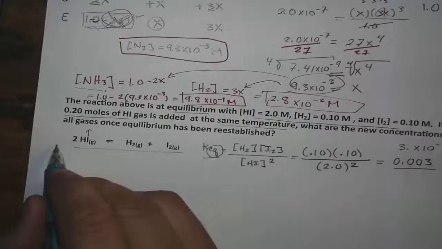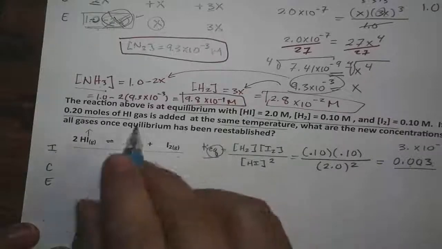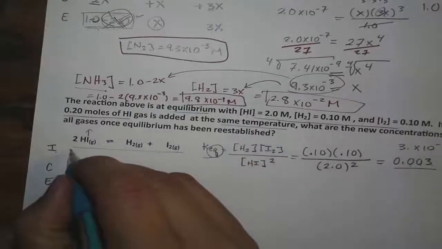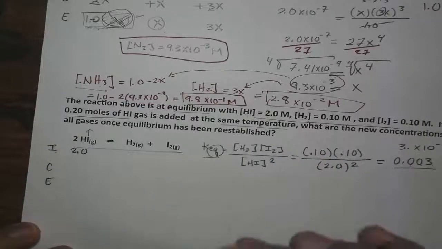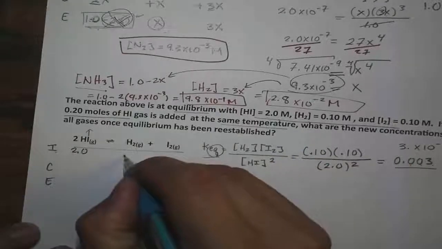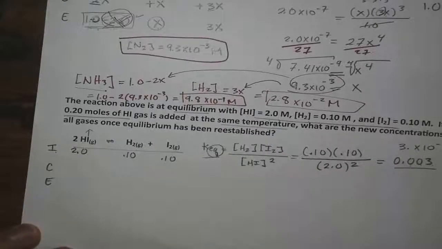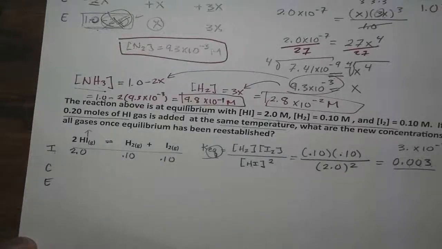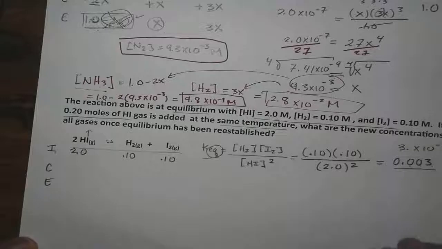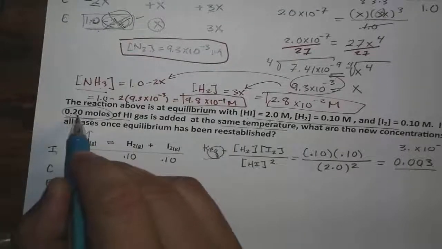Well, first of all, if we apply the ICE method right here, the ICE table, I is for initial. Initial, we now have a specific value, which is 2.0 M, okay? And for H2, we don't have 0, but we have a specific one, which in this case is 0.10. The same thing for I2 is 0.10 as well. So that's a big difference, okay? This is happening at equilibrium. Now we're going to add into it so that we change it in a way that is going to affect our equilibrium. And basically what we do here is we add in 0.2 mole.